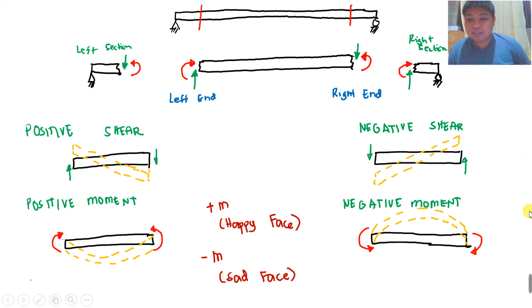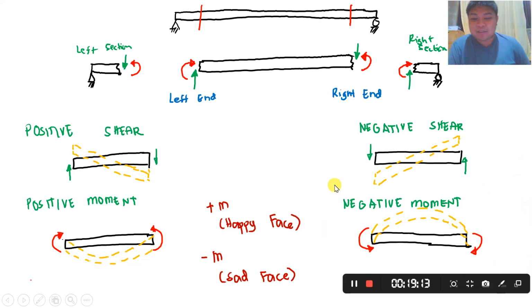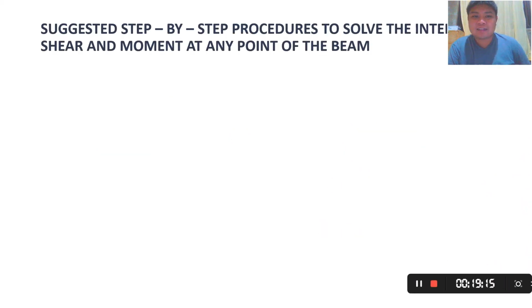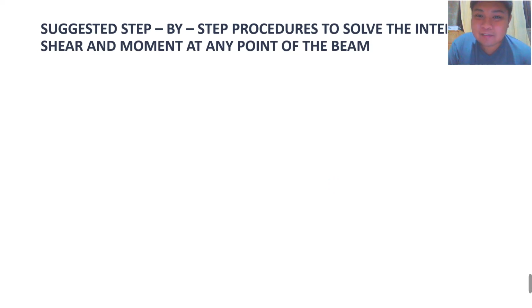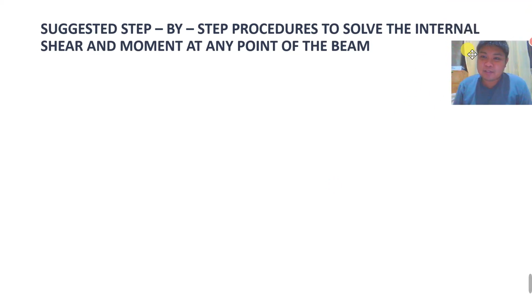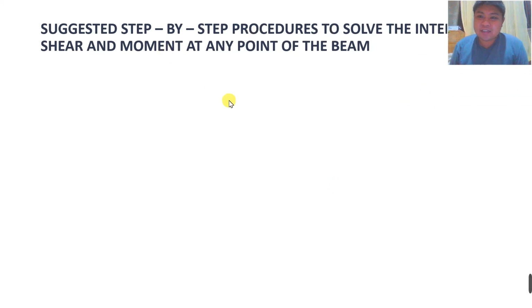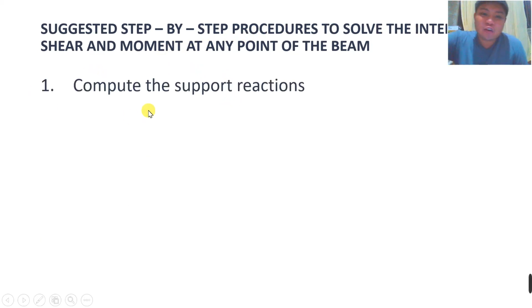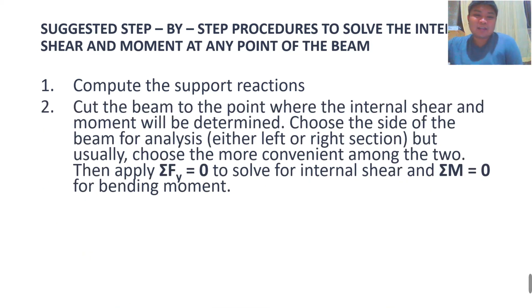Nagets nyo na yung positive convention and yung principle ng internal force. So, simulan natin i-discuss itong suggested step-by-step procedure to solve for the internal shear and moment at any point of the beam. So, ano ba yung mga step-by-steps? Una, compute for the support reactions. Palagi naman class, ang unang step natin is to compute for the support reactions. And step 2, cut the beam to the point where the internal shear and moment will be determined.